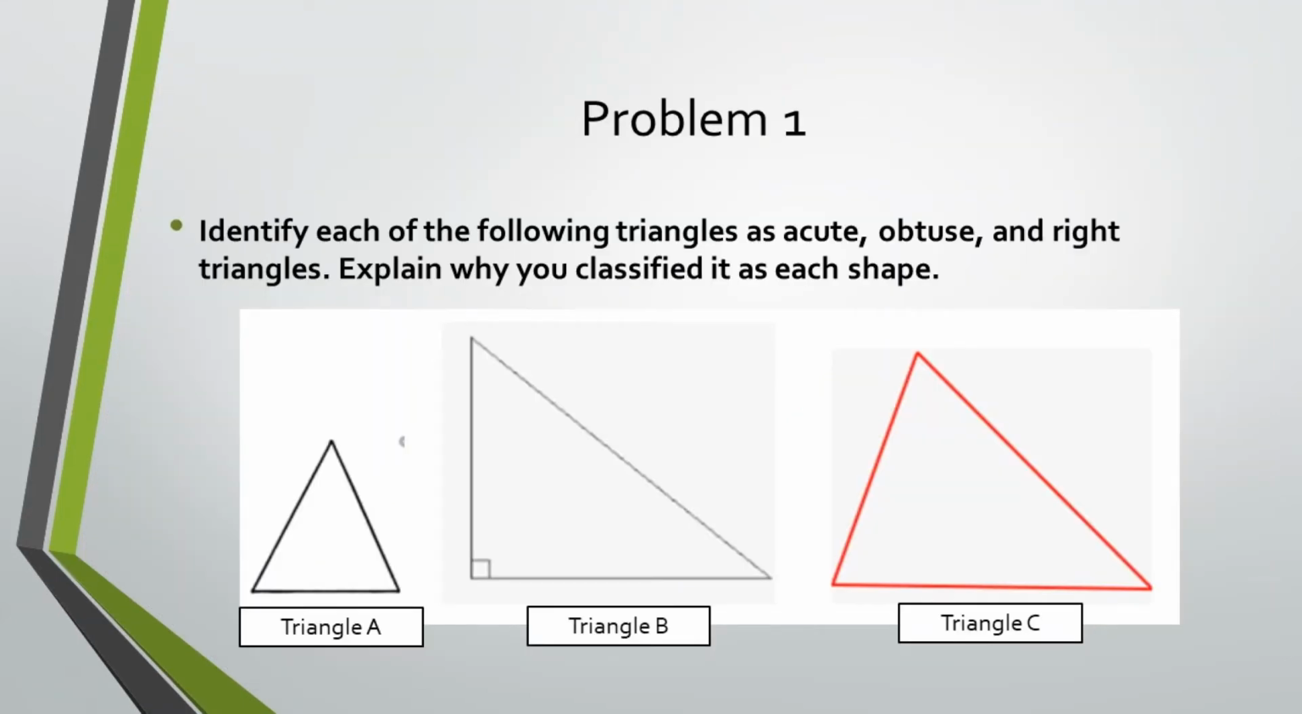Problem 1. Identify each of the following triangles as acute, obtuse, or right triangles. Explain why you classified it as each shape. So for triangle A, triangle B, and triangle C, you want to classify it just by their angles. Think about using a right angle template to help determine if the angles in the triangle are acute, right, or obtuse. You can use a note card, a post-it note, or really the corner of any paper to hold up to the screen and determine those angles.